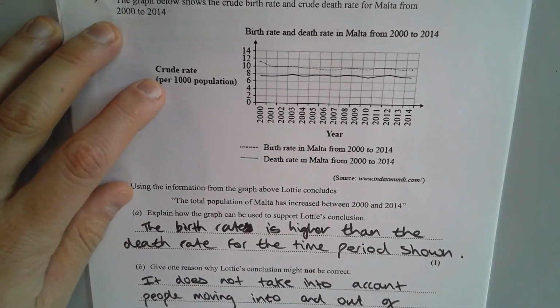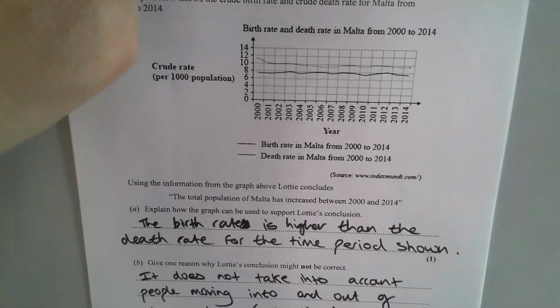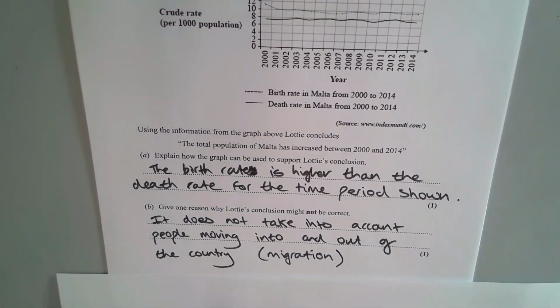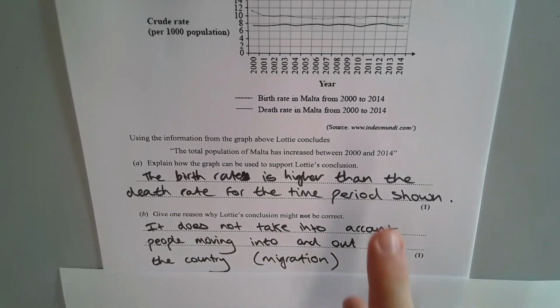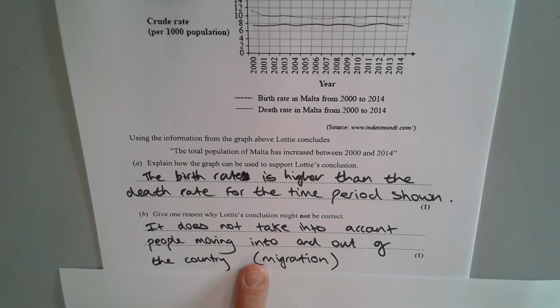Our next question on this was why this might not be correct. This is quite an interesting question. So a reason that it might not be correct is because actually a country's population size is determined not just by the birth rate and the death rate, but actually people moving in and out of the country, so migration. So if your answer mentions, it doesn't take into account migration, it doesn't include migration, or it says people could have migrated, people could have moved out of the country, and so on, that is enough for 1 mark, okay?